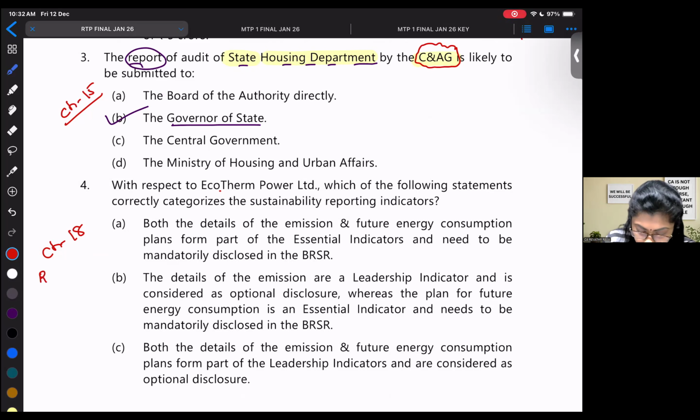One is BRSR, Business Responsibility and Sustainability Reporting. Regarding the BRSR, it is mandatory for top listed companies. Can you say it is mandatory for top how many companies? Top 100 or 1000? It is top 1000 listed companies.